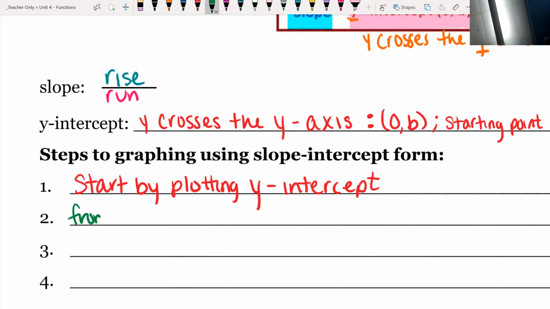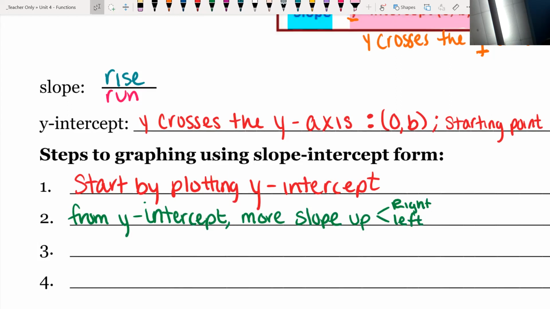Then from that point, from the y-intercept, you're going to move using your slope. Move slope up, so up and either to the right or the left. And then we're going to do the same thing, then move slope down, again either to the right or to the left.